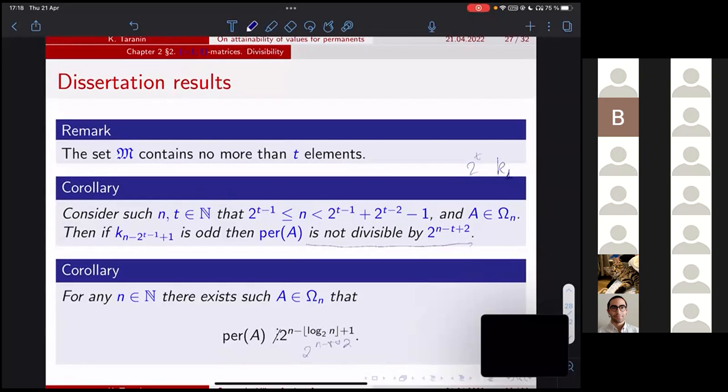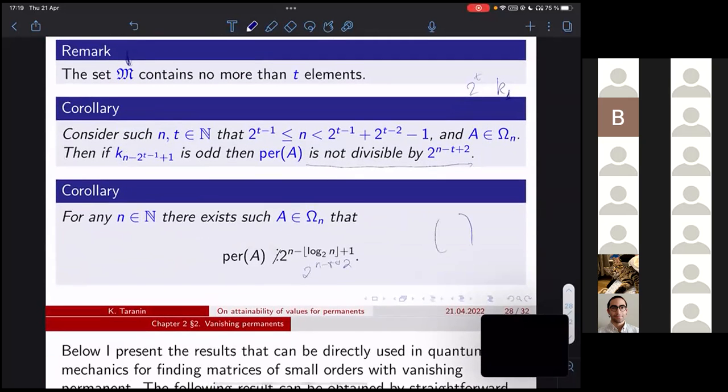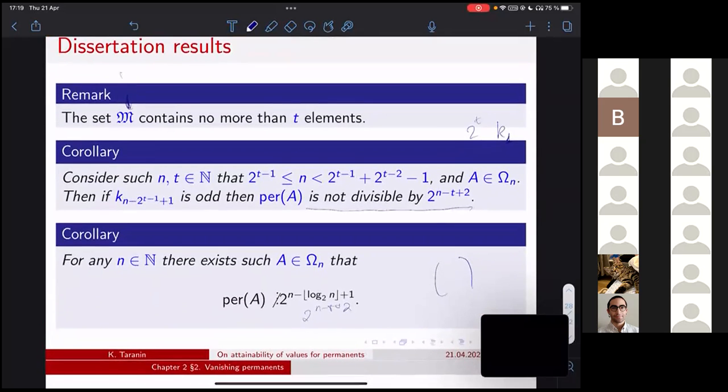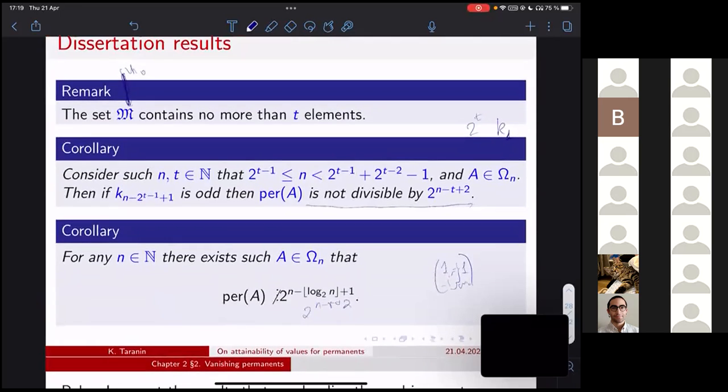How to see it? Well, just consider the minimal element of M, denote this minimal element of M by m0. Consider a matrix that contains m0 minus unities on its main diagonal and unities elsewhere. So apparently its permanent will not be divisible by this number.